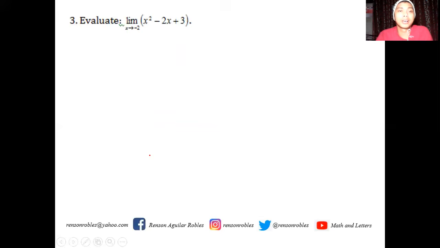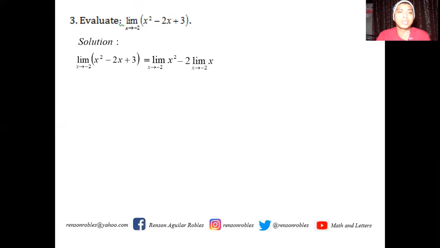One more. Say the limit of x squared minus 2x plus 3 as x approaches negative 2. Again, by applying the theorems, the limit of a sum is equal to the sum of their limits. So the limit of x squared minus 2x plus 3 as x approaches negative 2 is equal to the limit of x squared as x approaches negative 2, minus 2 times the limit of x as x approaches negative 2, plus the limit of 3 as x approaches negative 2.